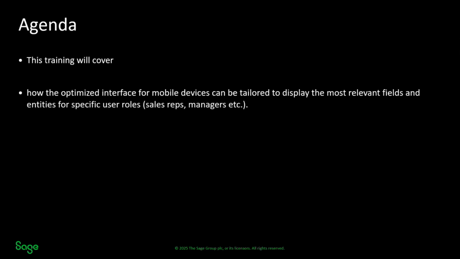And so what we're looking at is seeing how the interface for mobile devices can be tailored to display the most relevant fields. We'll be looking at what a system administrator can do to actually make sure that what data a particular user sees is allowed by that user, and thinking about the control of the menus and structures and the way in which fields are returned as well in the design of screens.